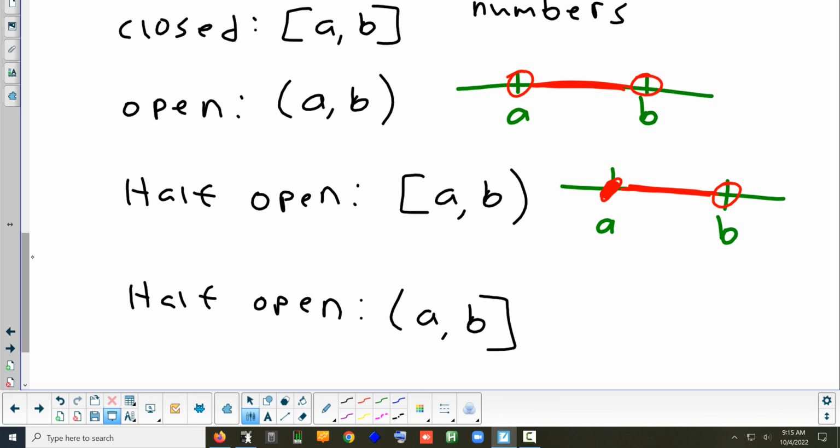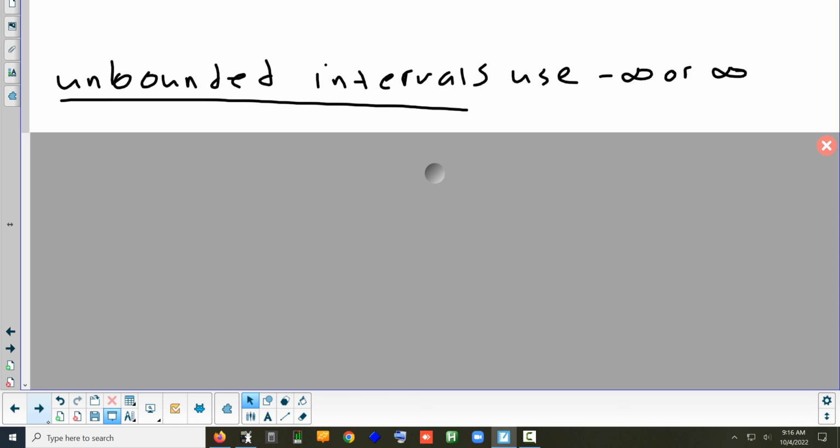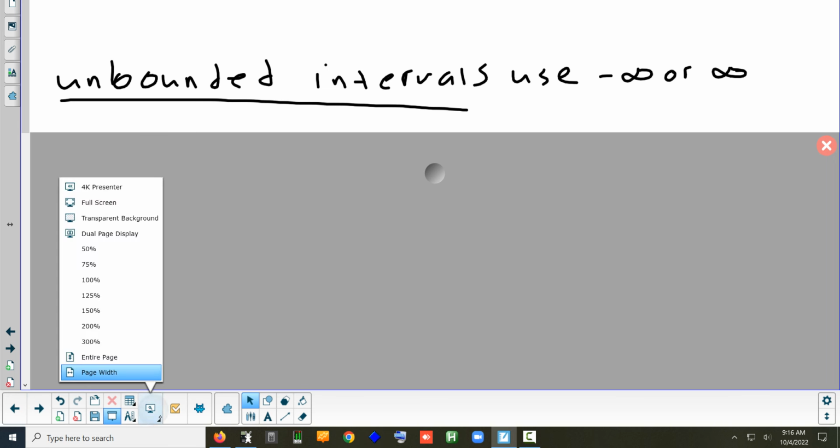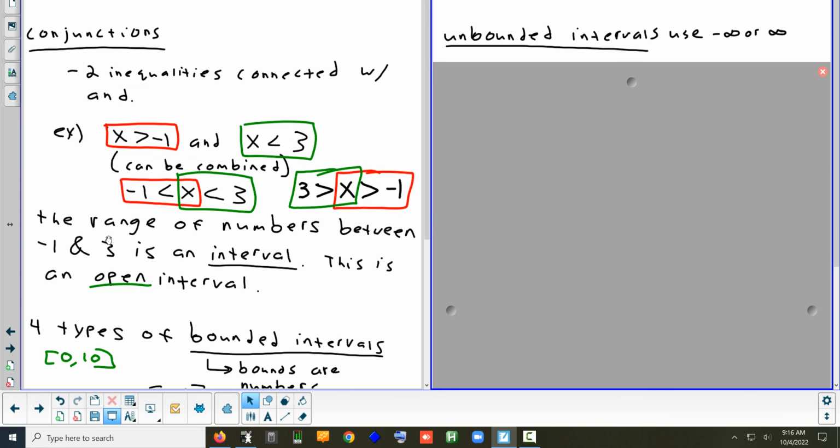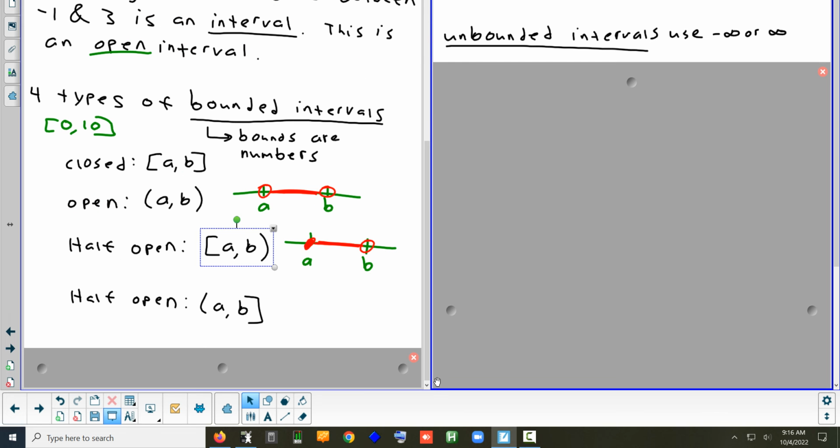Okay, so bounded means that this is a number and that's a number. What symbol do we see sometimes when we write an interval that is not a number? Yeah? Sometimes we see infinity. And when we have infinity as part of an interval, that means the interval is unbounded. So when we see an infinity symbol, that means the interval is unbounded. It means it goes on forever, never stops.